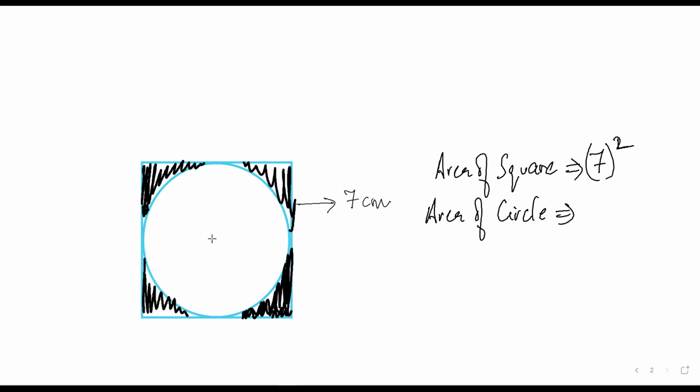Mr. Satya, what will be the r? Sir, 22 upon 7. I'm sorry? 22 upon 7. Sir, the value of pi is 22 by 7. Any doubt? No doubt.